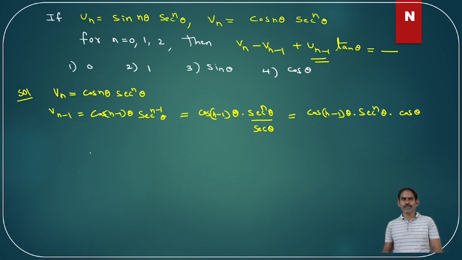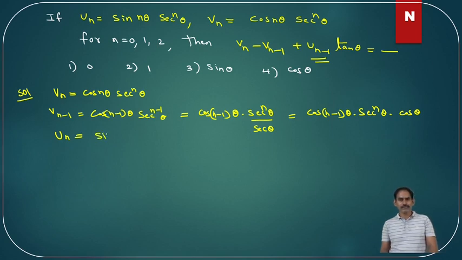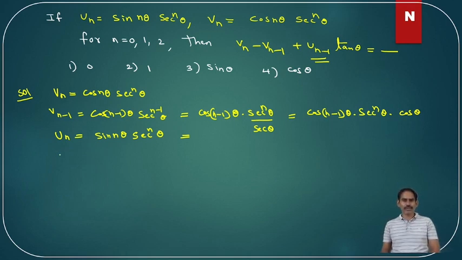Similarly, simplify Un minus 1. Un is sin n theta into secant power n theta. In place of n, substitute n minus 1. Un minus 1 is required.